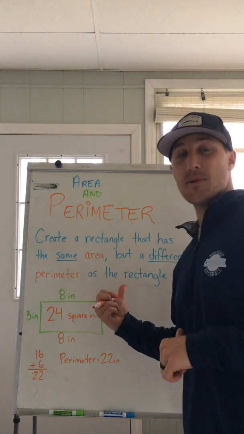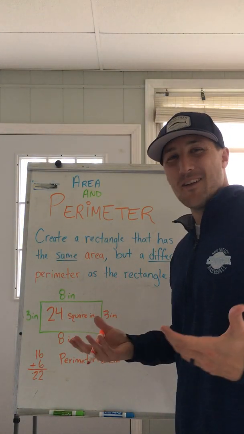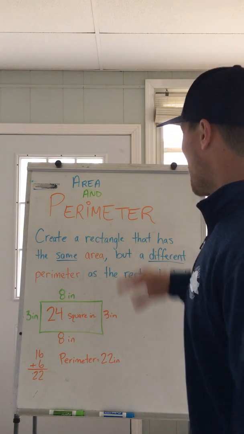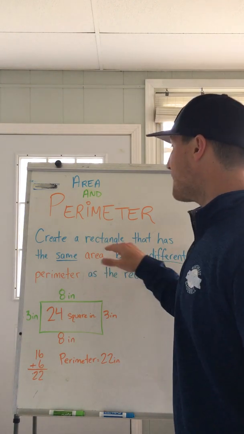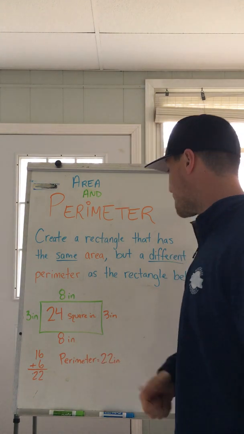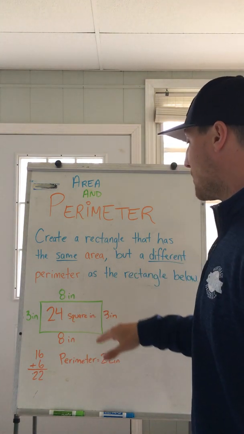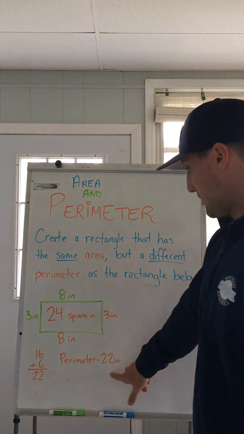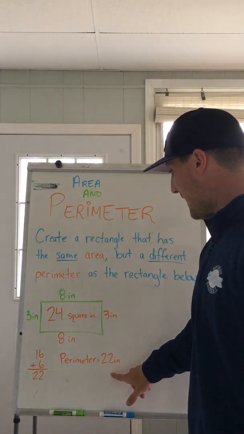Now we can go back to the original problem and read it a little bit differently, because now I feel like we're answering a different question. Create a rectangle that has the same area, so a rectangle that has the area of 24 square inches, but a different perimeter. So any perimeter that's not 22 inches. Okay, I think we can do that.